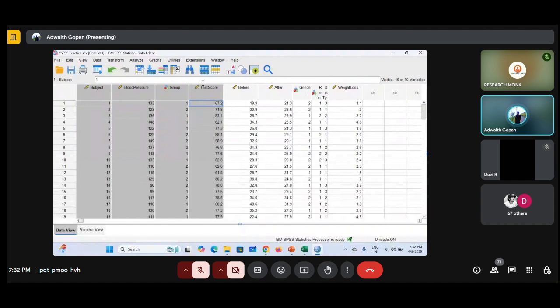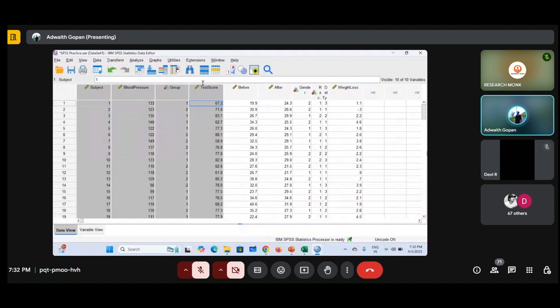SPSS categorizes variables into three types: the scale variable, the ordinal variable, and the nominal variable. Scale variables are continuous variables, which means they can take any value, for example height, age, etc. These start from negative infinity and end at infinity, so they are known as continuous variables. That means it never ends. As I said, examples are income, height, age, etc., which have infinite possible values.